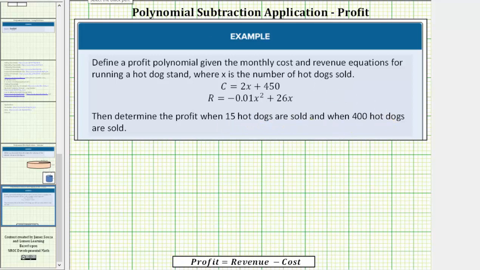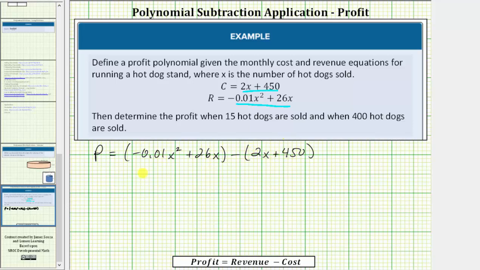Since profit is equal to revenue minus cost, in this situation, we'd have the profit P is equal to, the revenue is negative 0.01x squared plus 26x, and the cost is equal to 2x plus 450, and therefore the profit is equal to the quantity negative 0.01x squared plus 26x minus the quantity 2x plus 450. Again, we have the revenue polynomial minus the cost polynomial.